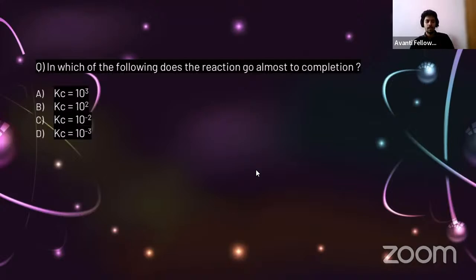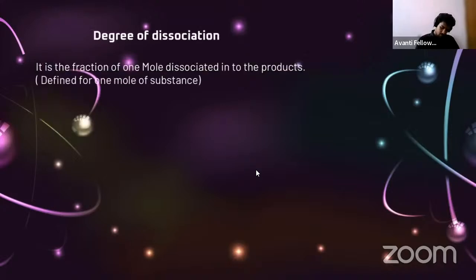Now, if you see options A and B, that is 10 power 3 and 10 power 2, in both cases, which one is going to be almost completion comparatively? 10 power 3, right? Simple. The answer will be option A, where Kc is equal to 10 power 3, where the product is more favorable. In 10 power 2 also the product is favorable, but comparatively A will have more product concentration than B. Now, our next concept, that is degree of dissociation.